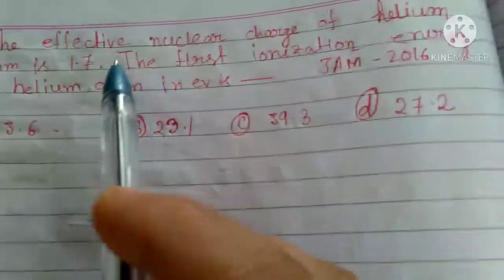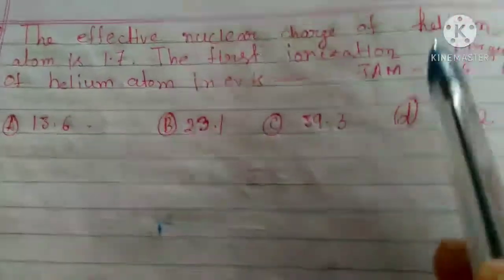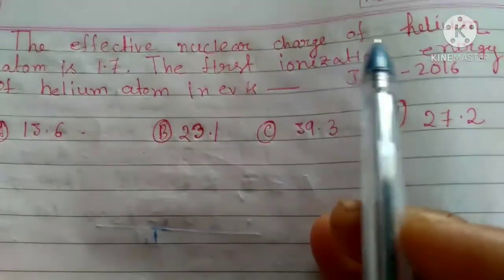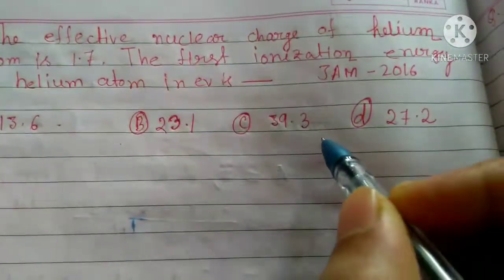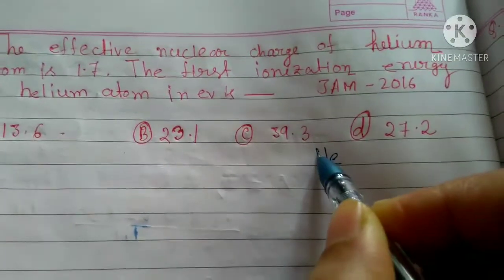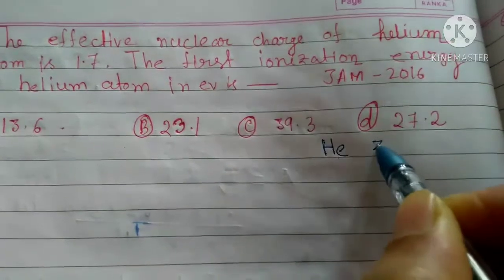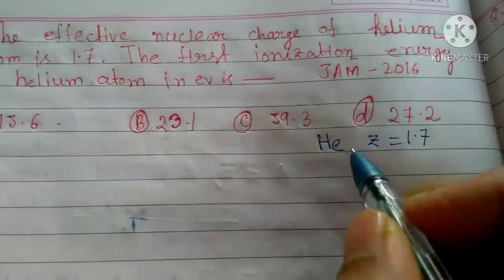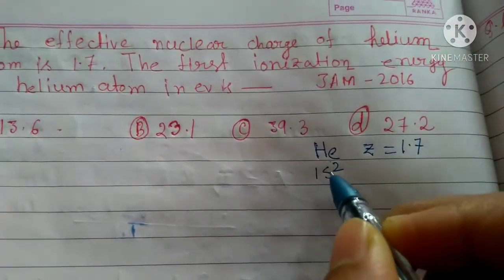Okay. Now the first question, question number 28, came in JAM 2016. The effective nuclear charge of helium atom is 1.7. So we know that for the helium atom, its effective nuclear charge Z is given as 1.7. We know that it has 1s2, two electrons in the 1s orbital.